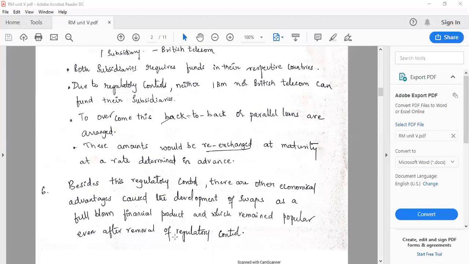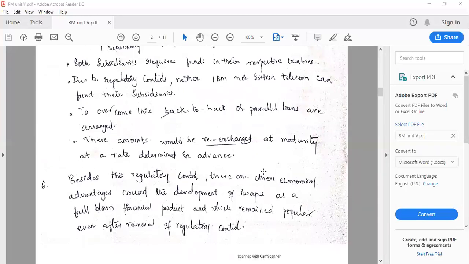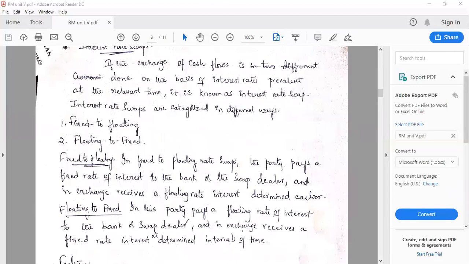Once the swap was developed as a full-blown financial product, it remained popular even after the removal of regulatory control. Though regulatory controls regarding the movement of capital were removed, people are still using swaps to exchange money from one nation to another. So swaps have gained their own reputation. That's why, though regulatory control has been removed, swaps are still used.